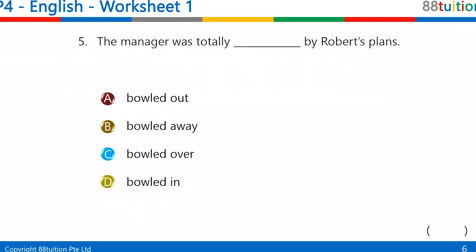The manager was totally what by Robert's plans. Now this is called phrasal verbs, all of these, because there's a verb and there's a preposition. We need to learn phrasal verbs, right? We just have to learn them, or if we read a lot, then probably we will be able to know. If we don't read so much, then we will not be able.